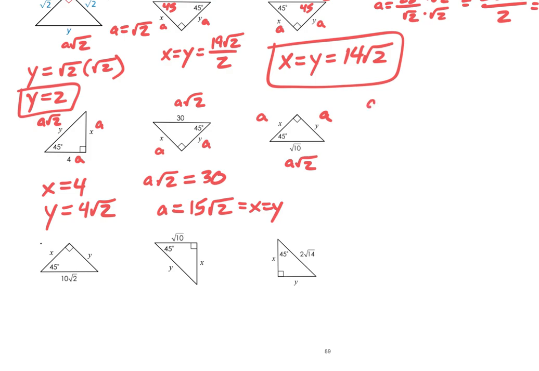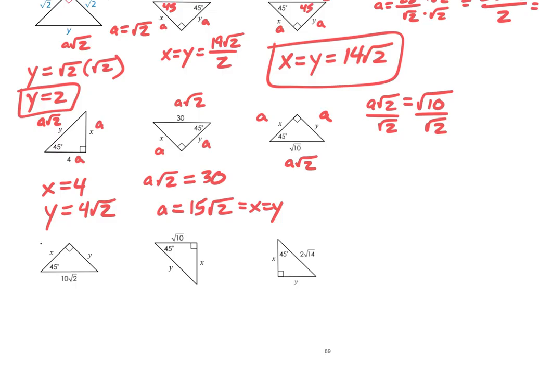Okay, so we're going to say a radical 2 equals radical 10. Radical 10 is my a radical 2 side. All right, everybody with me there? Questions on that? The hypotenuse in this case is a radical. So, to get a by itself, we're going to divide by radical 2.